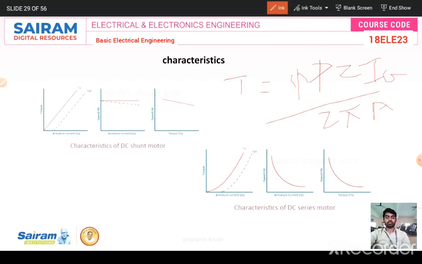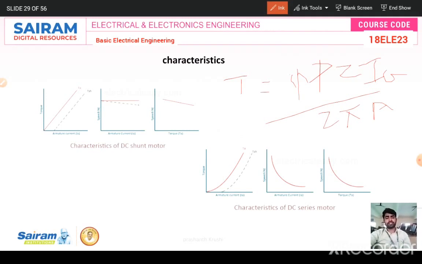And speed versus armature current characteristics. N is directly proportional to Eb by phi. What about Eb? Eb is equal to Vt minus Ia Ra. So a small drop will be there, which reduces the speed a small amount as armature current increases. So some variation will be there. And speed versus torque: as torque increases, speed reduces slightly. If one rotation requires more torque and other rotations require less torque, the speed varies accordingly. So that is the characteristics of DC shunt motor.